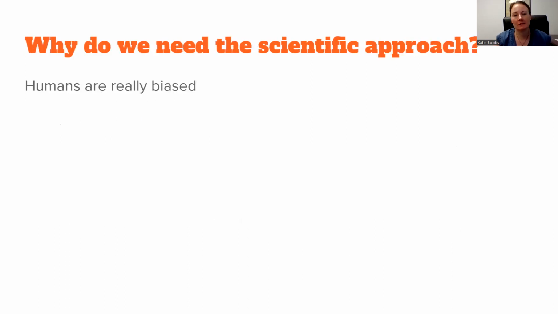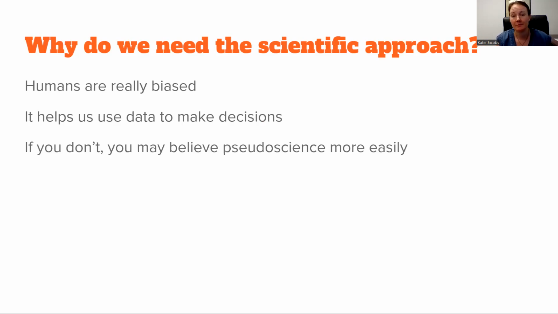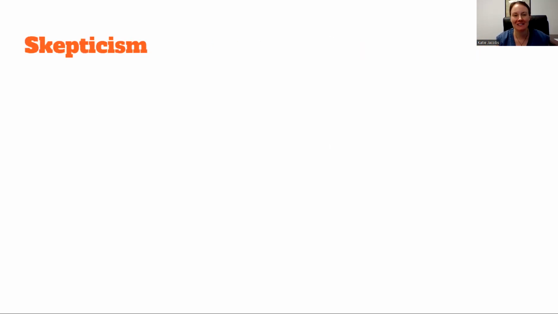So why do we need the scientific approach? We're really biased as humans, like super biased. And I would like to say I'm not biased, but I am. And we have some natural biases that we have in general, but there's more than just biases, what we think of when we're talking about biases. And so when we use a scientific approach, it helps us to use data to make decisions rather than using our faulty judgment. If we don't use data to make decisions, a lot of times we might believe that pseudoscience is the answer, and we'll talk about pseudoscience in a little bit.